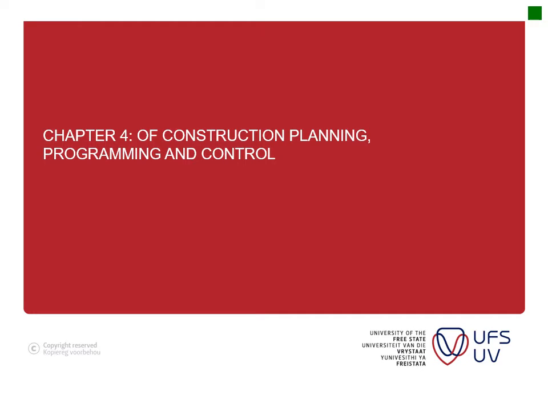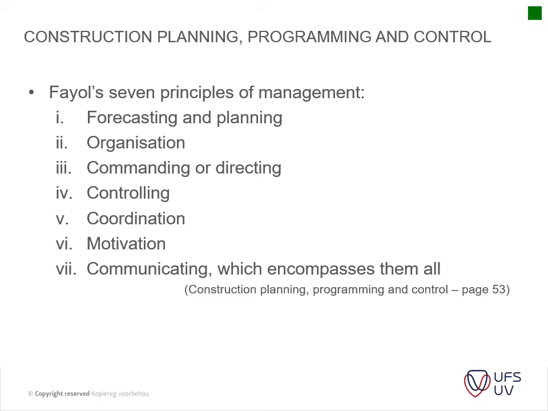Chapter 4 is about construction planning, programming, and control. Here we're getting a little bit into the meat of things. For construction planning, programming, and control, the 7 principles of FOIL are very important. Please have a look at these principles: forecasting and planning, organization, commanding or directing, controlling, coordinating, motivating, and communicating, which encompasses them all.